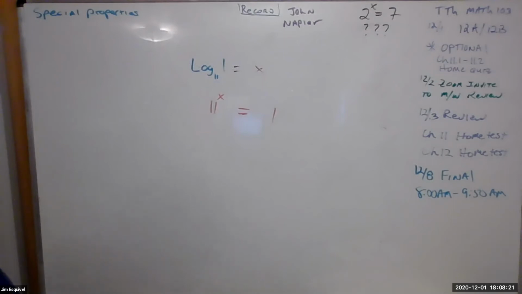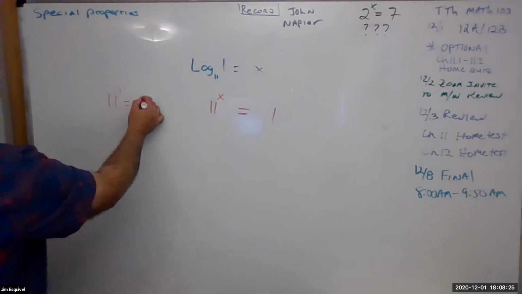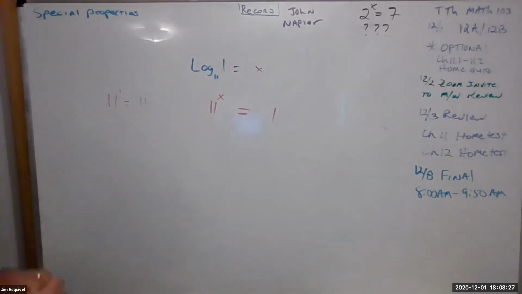Is it 1? Well, 11 to the first would just be an 11. Is it because it's 11 one time? No. There's an exponent that always generates ones.